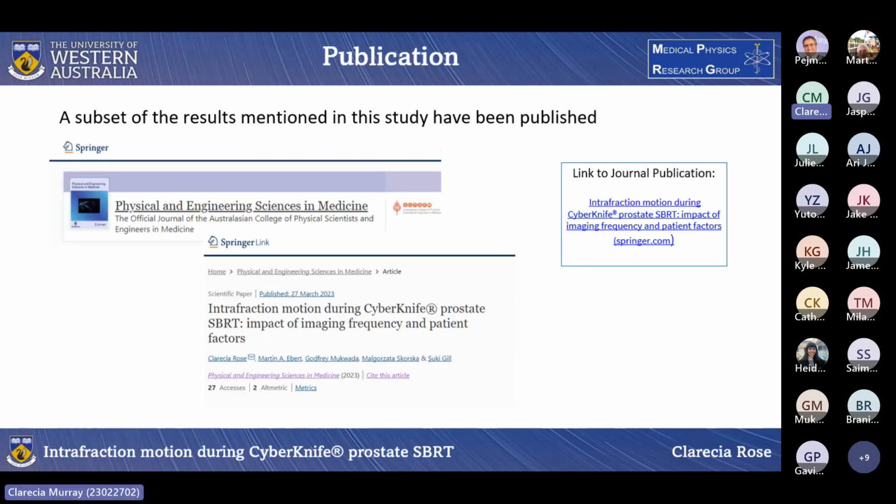Finally, a subset of this data was published recently in Physical and Engineering Sciences and Medicine. So that was very exciting on the 27th of March.